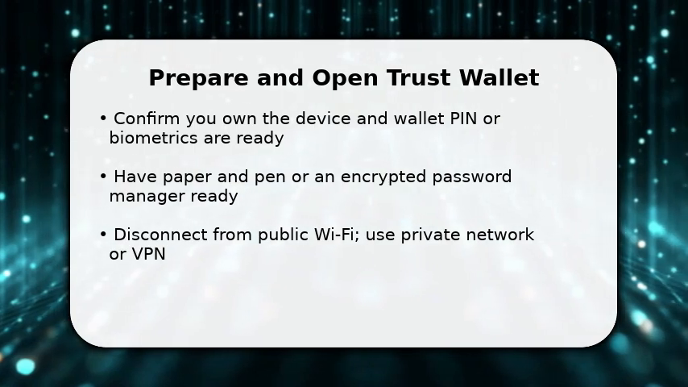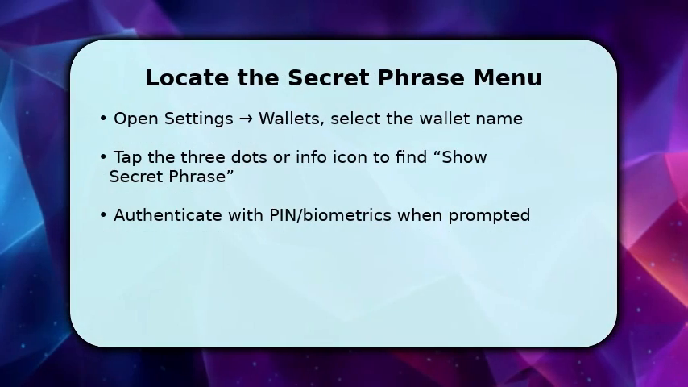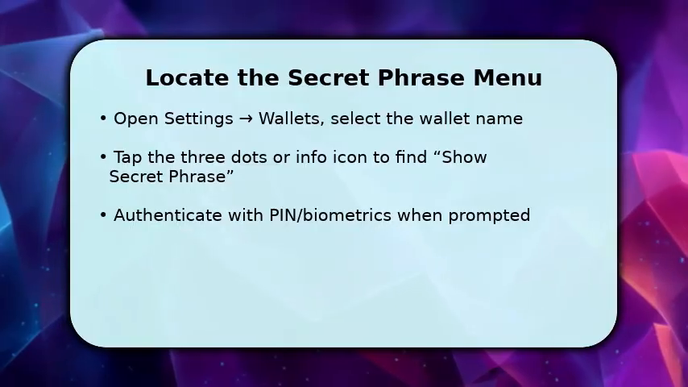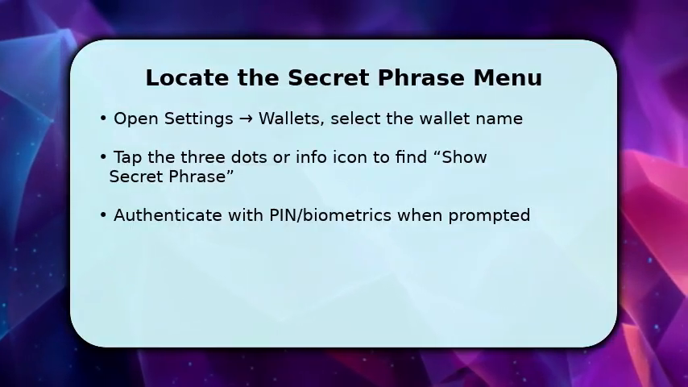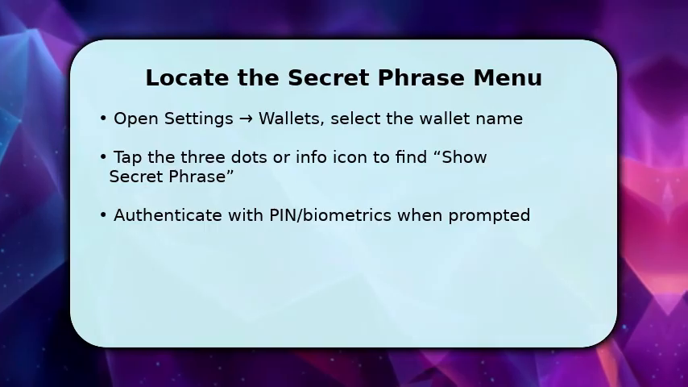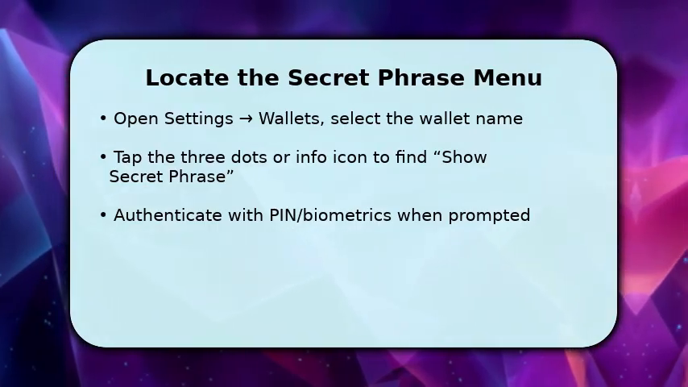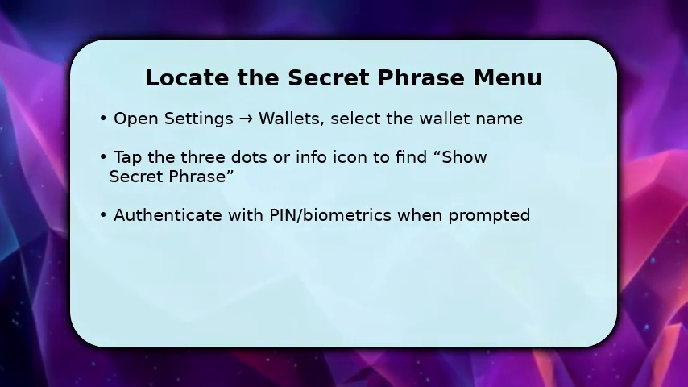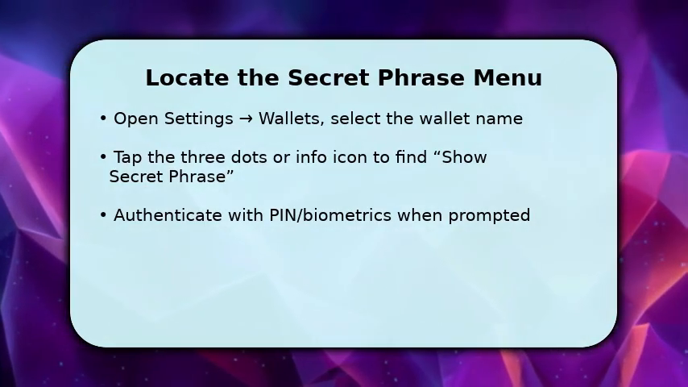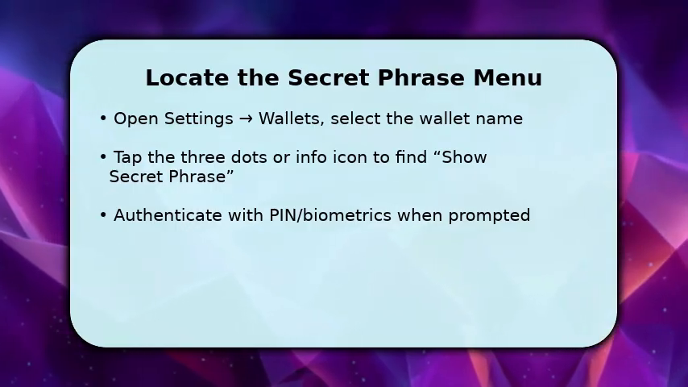Next, navigate straight to Settings and then Wallets. Locate the specific wallet account you want. Once selected, tap the three dots or info icon to reveal wallet options and choose Show Secret Phrase. You must authenticate again with your PIN or biometric. Trust Wallet requires this to protect you.